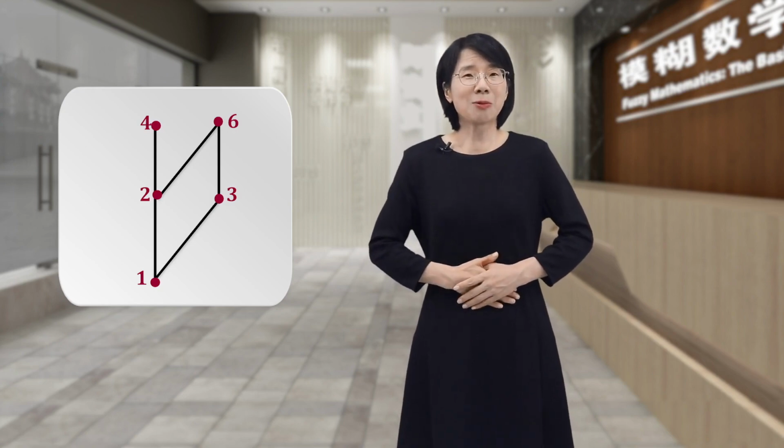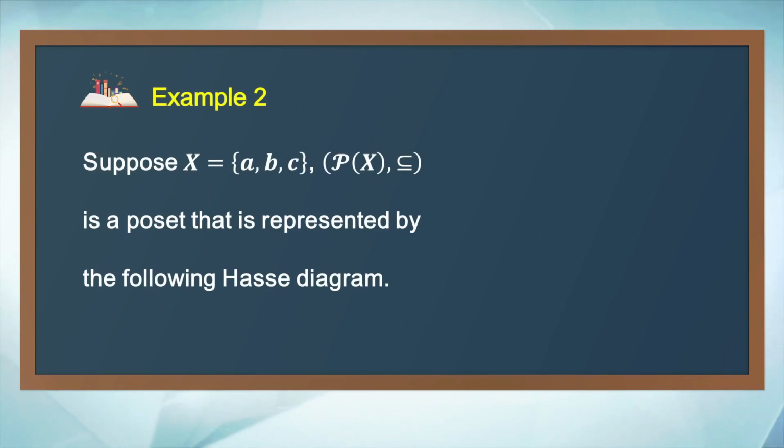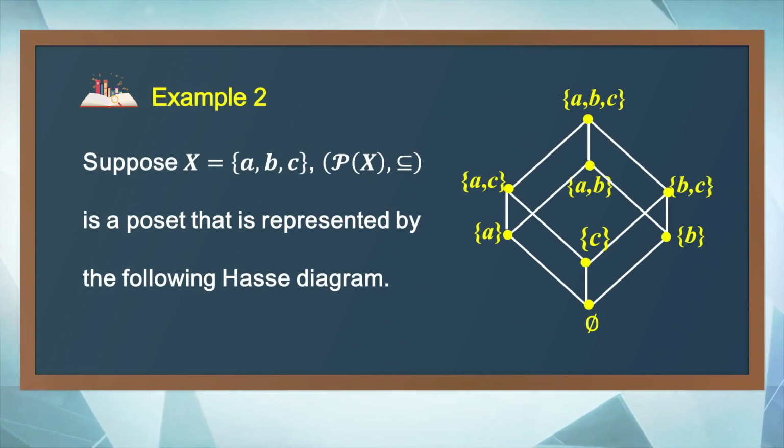Another example, example 2. Suppose X is the set with the 3 elements A, B, and C. The power set of X together with the inclusion relation is a poset which is represented by the following diagram. The empty set, singleton A. A set with one element is called a singleton. Singleton B, singleton C, set AB, set AC, set BC, and set ABC.